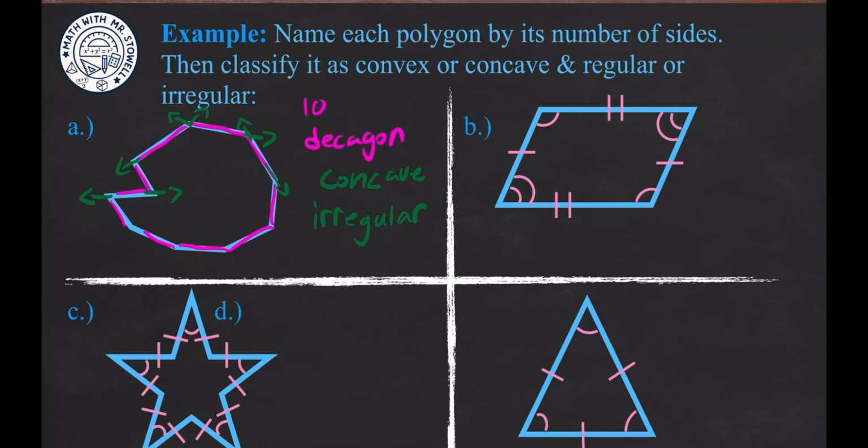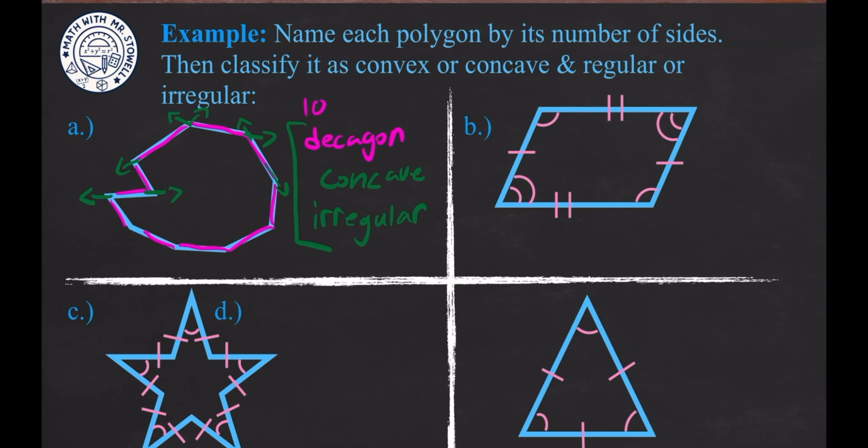Remember, we talked about what you could assume and what you can't. You cannot assume that side lengths are the same unless they specify. You cannot assume that angles are congruent either unless they specify. So this is a decagon that's concave and irregular. It's not equiangular and not equilateral either, because none of the angles are the same and also the side lengths are not congruent either.